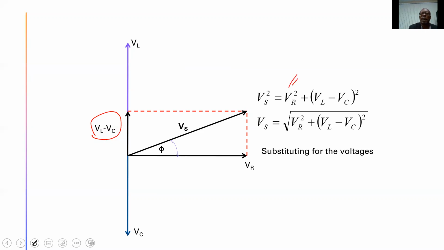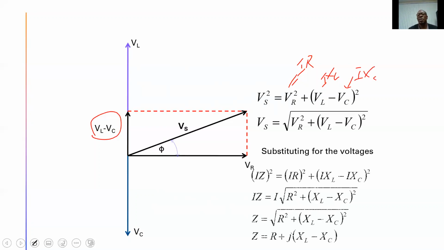And if we substitute for the voltages by putting in the current, for the resistor voltage we have IR. For the inductor, we have IXL. And for the capacitor, we have IXC. And of course for Vs, we have IZ. Make those substitutions and simplify, we get that the impedance of this RLC circuit is equal to the square root of R squared plus (XL minus XC) all squared.